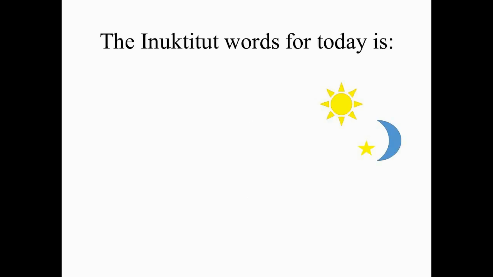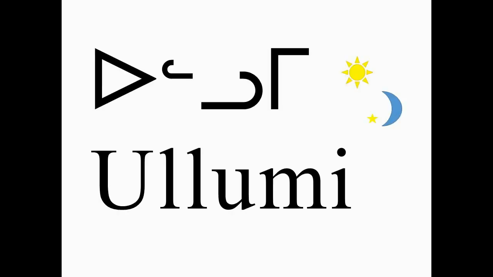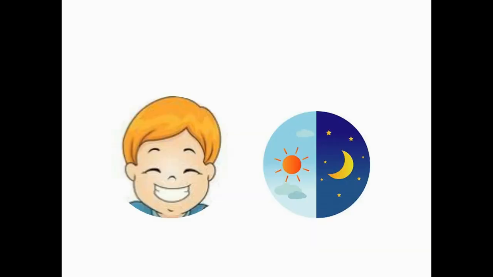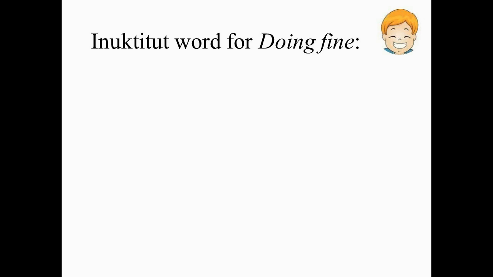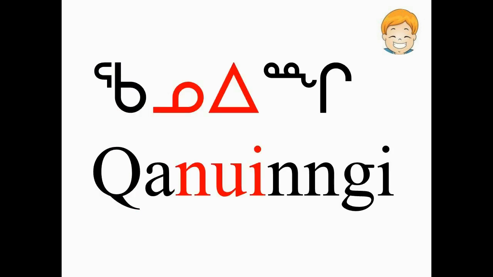The Inuktitut word for today is ullumi, ullumi. How are you doing today? Kanuipi ullumi. The response to that question is doing fine today. Kanuipi ullumi. Doing fine. Kanuingi. Ka nui ngi. Kanuingi.